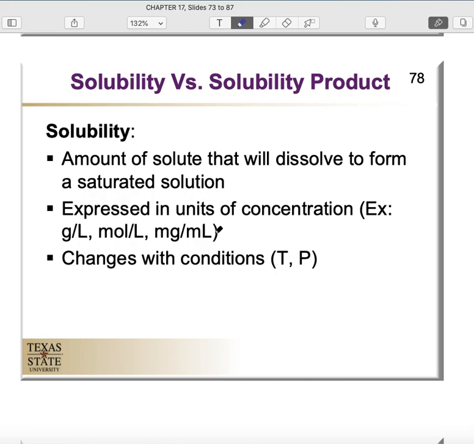Now, this solubility changes with conditions. As we know, for ionic solid, the solubility will increase with temperature. For other compounds, like compounds that are gaseous, it will change both with temperature and pressure. So this is the solubility. Again, it's the amount of material that will dissolve in a particular solvent at a specific temperature.